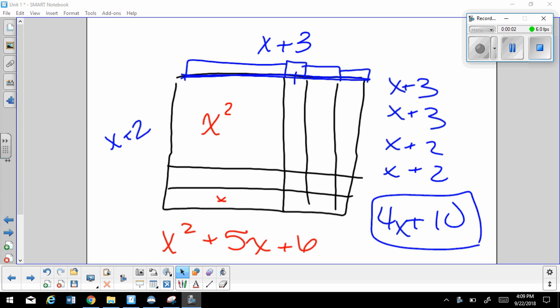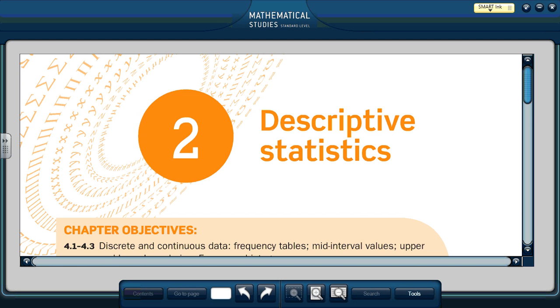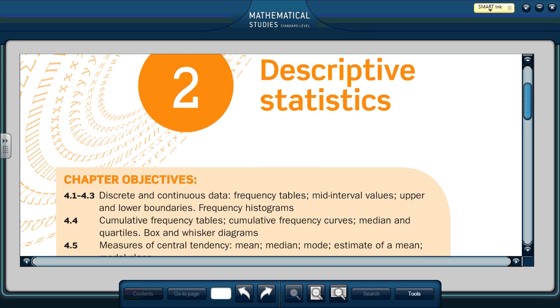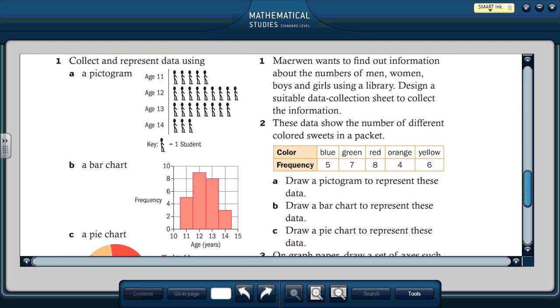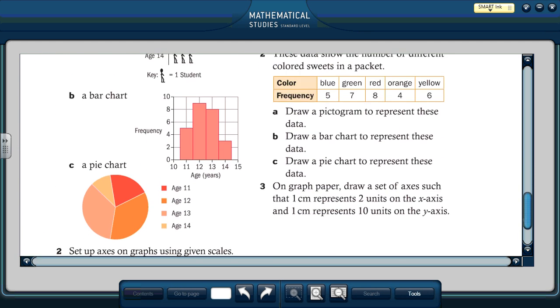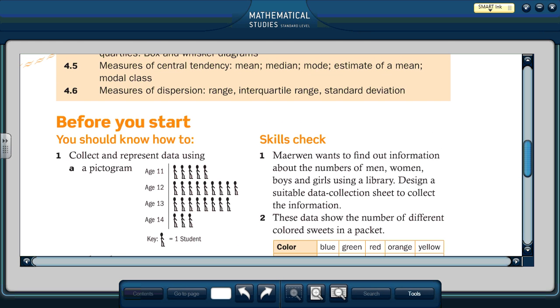All right, so we're going to start chapter 2, and that is over descriptive statistics. So you can go ahead and title this. Now, this chapter is going to deal with a lot of bar charts, pictograms, pie charts, as you can see on the left. So that's why I want you to finish all of those Khan Academy assignments by Friday, just so that you're familiar with looking at a graph.